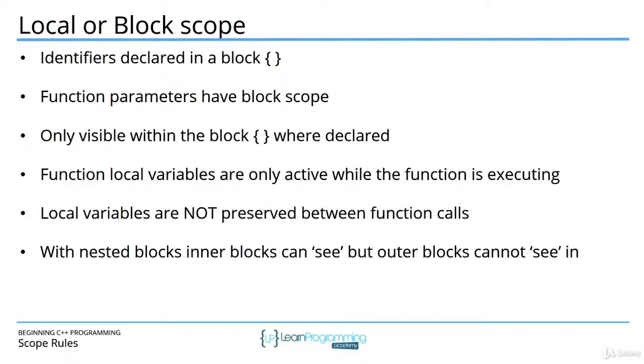Local or block scope refers to the visibility of an identifier that's been declared in a block, that is, a set of open and closed curly braces. Function parameters also have block scope. These identifiers are visible within the block in which they're declared. I talked about this earlier in the course, but it's important to understand it in the context of functions.